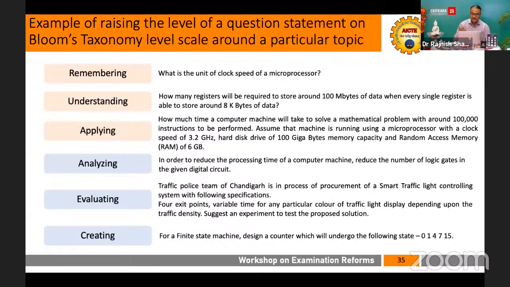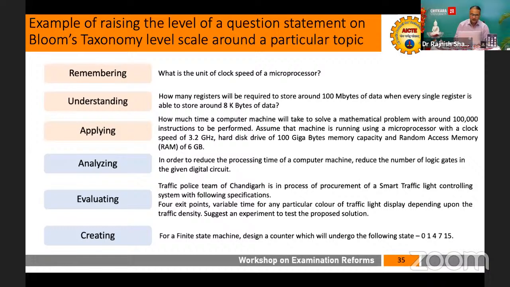Then the next level: how many registers will be required to store around 100 megabytes of data when every single register is able to store around 8 kilobytes of data? Now here it is the understanding of the student which will be checked. Whether it's going to be 100 megabytes divided by 8 kilobytes or how it is supposed to be done, the requirement is of 100 megabytes of data and every register can store 8 kilobytes of data. So how many registers will be required? Obviously his understanding of the subject will be tested.